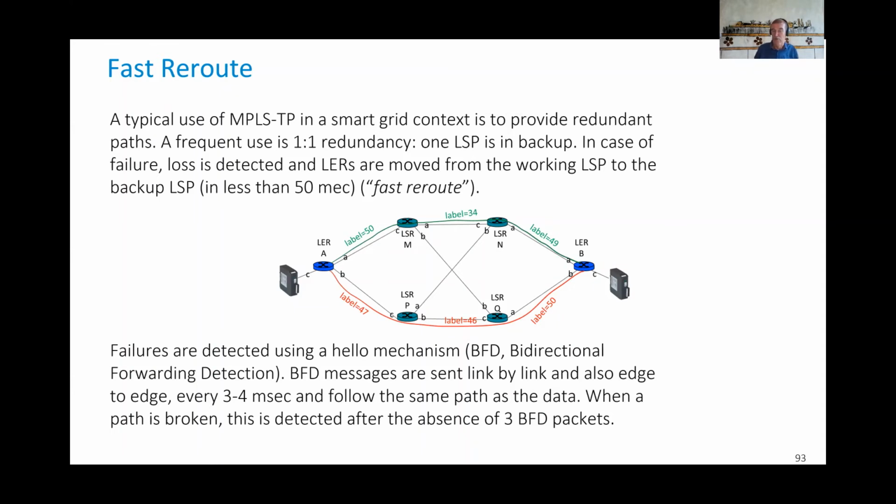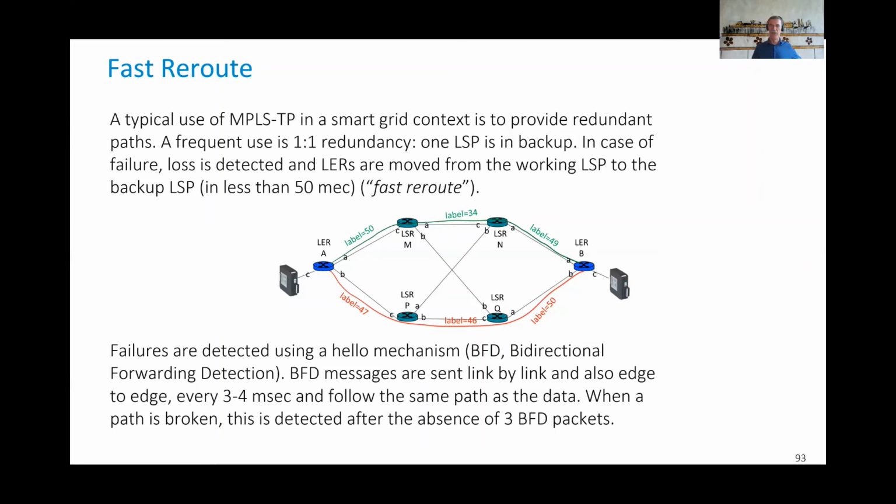How can you do such a fast change? Well, there's no magic. You need to pre-compute an alternative path. So when A sets up an LSP, or what I call an MPLS connection, to B, in fact, if this is a mission critical flow, it will set up two. There are multiple ways to set up two. They can be in hot standby or in cold standby.